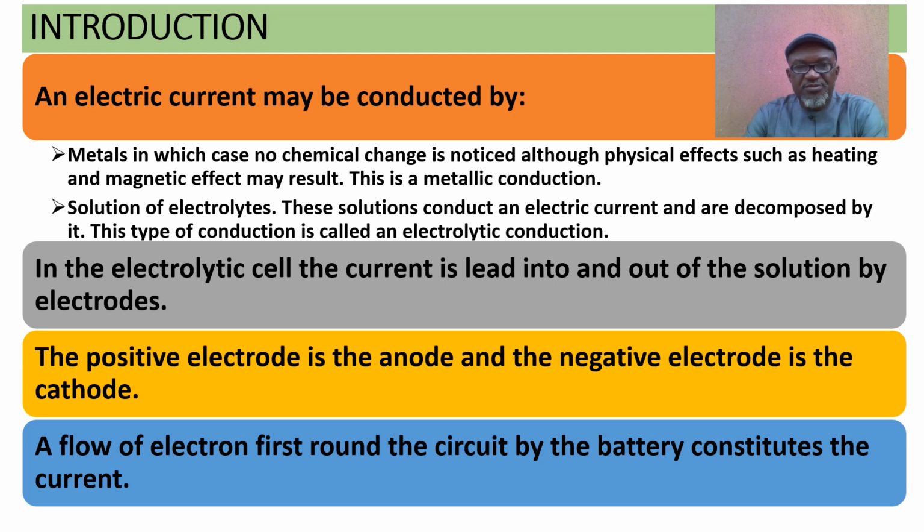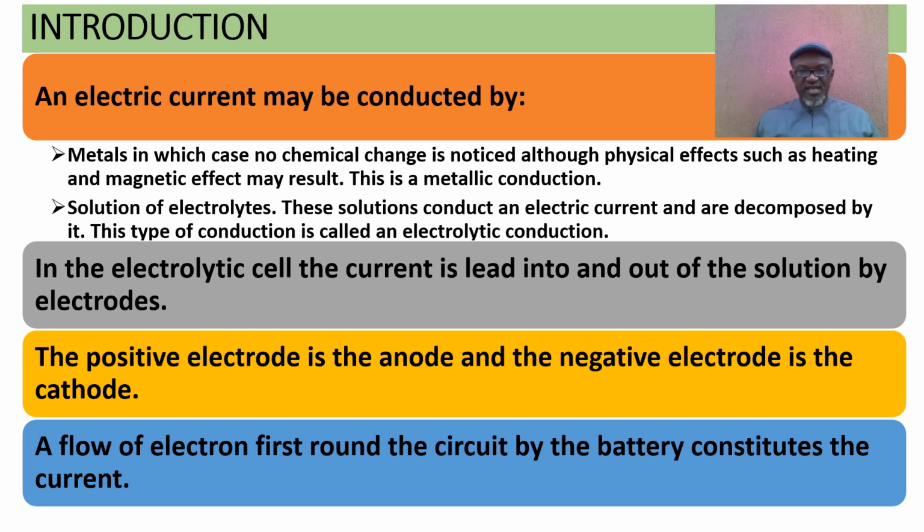Now, an electric current may be conducted by, 1. Metals, in which case no chemical change is noticed, although physical changes such as heating or magnetic effect may result, and this is what we call metallic conduction. 2. Electric currents can result from solution of electrolytes. These solutions that conduct an electric current are decomposed by it. This type of conduction is called electrolytic conduction, and that is what we are interested in.